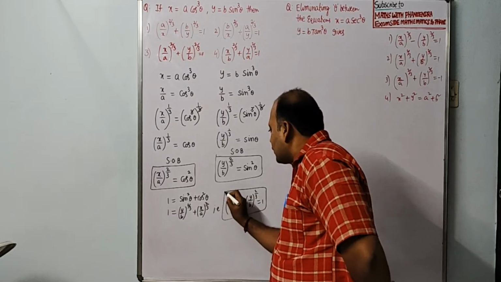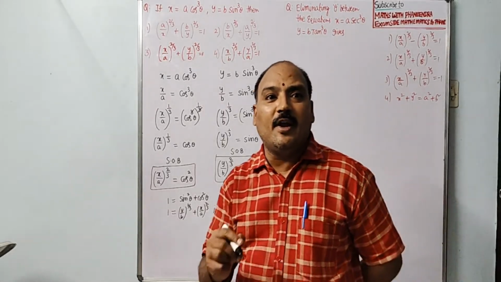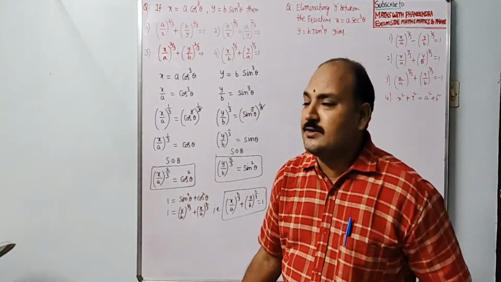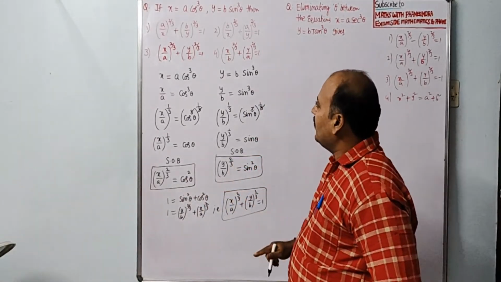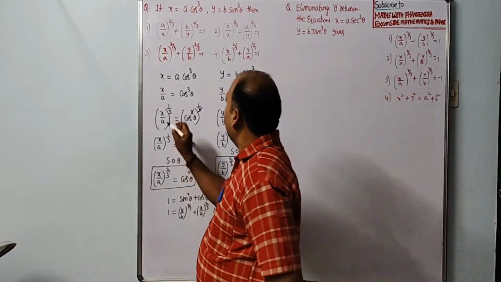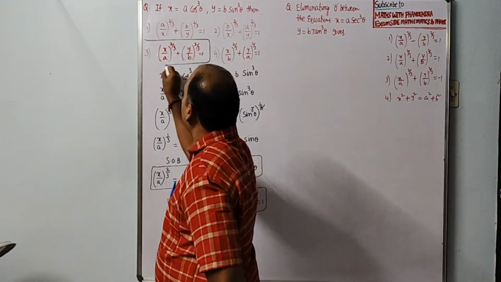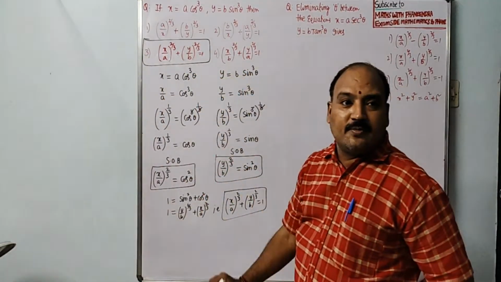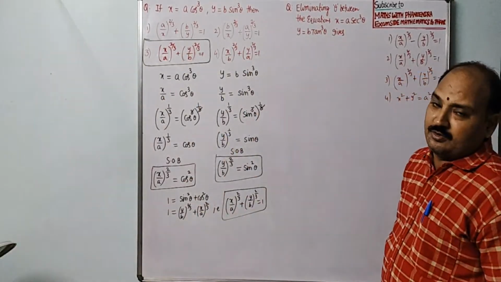This procedure is called elimination of theta from the given equations. So x by a whole power 2 by 3 plus y by b whole power 2 by 3 equal to 1 is there in the third option, dear students. We'll move on to another question.